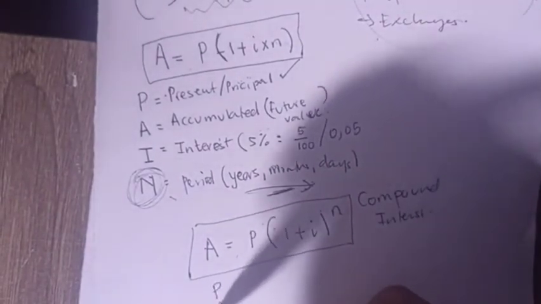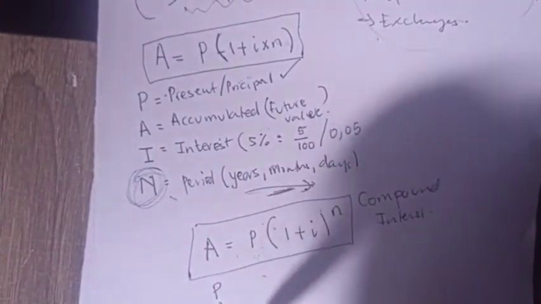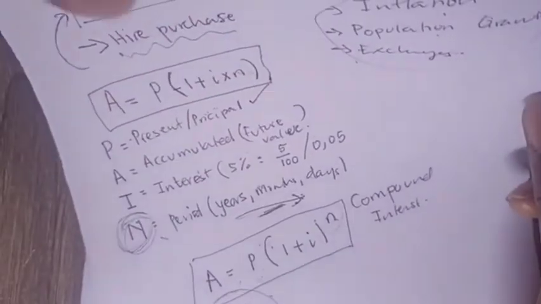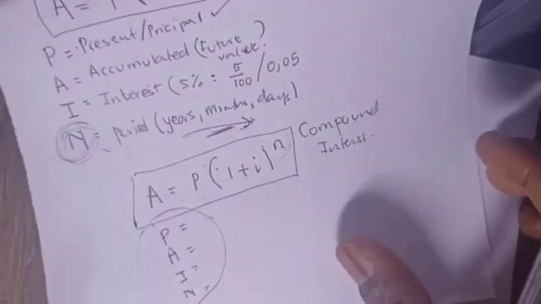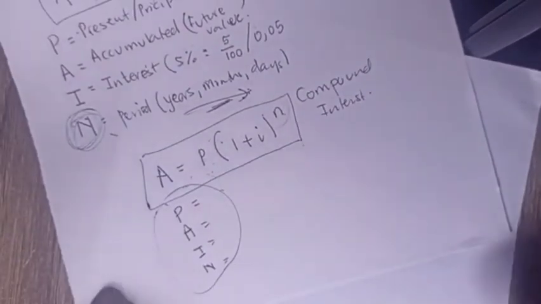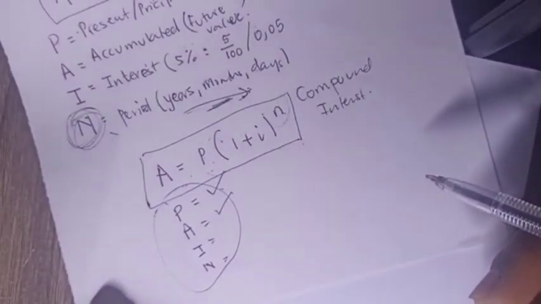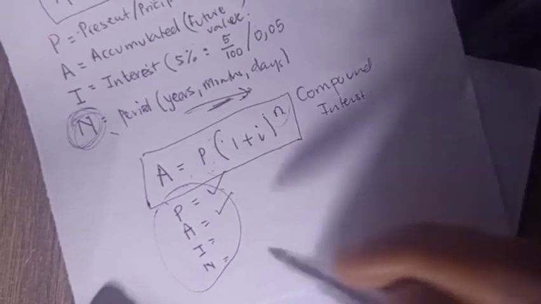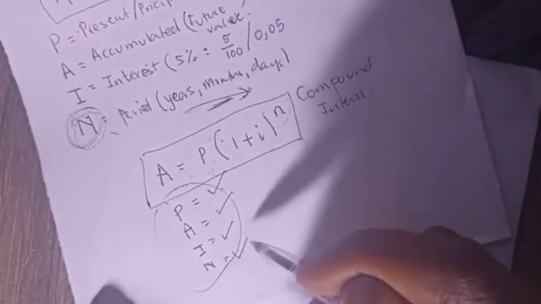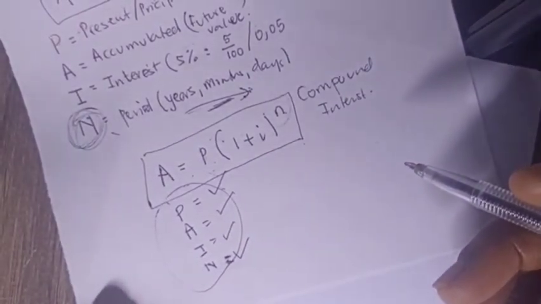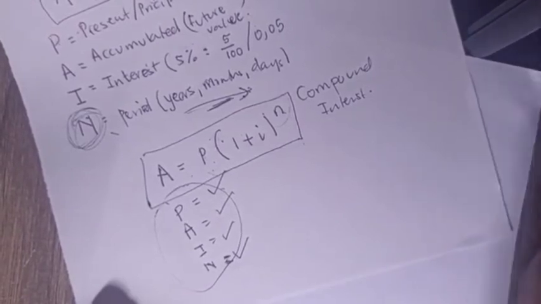So, label your P, A, I and N. When we do the questions, the first thing is to label the given information in your statement, and then you identify what you are looking for. P is the principal amount, if you still remember. A is the future value or the accumulated amount. I is the interest, and N is your period. It's the number of years or months or days or hours, whatever. I hope you get it.